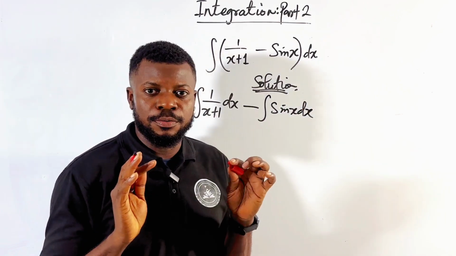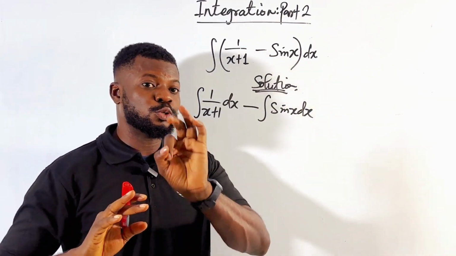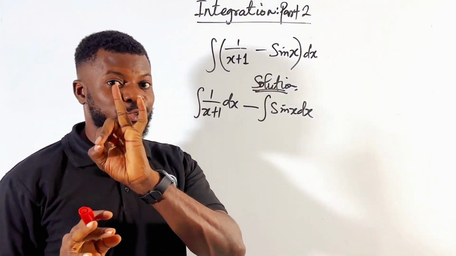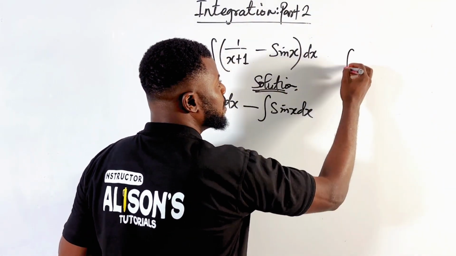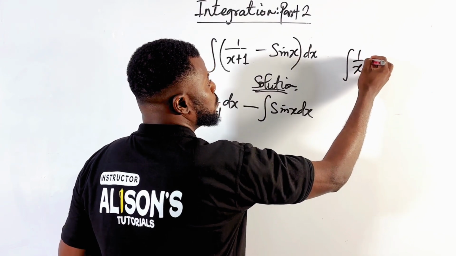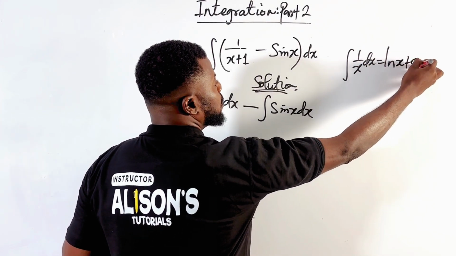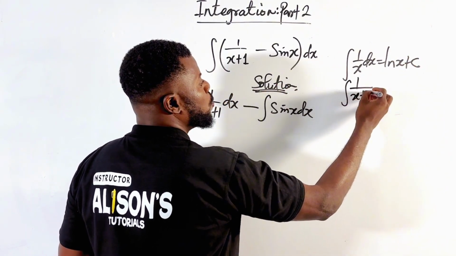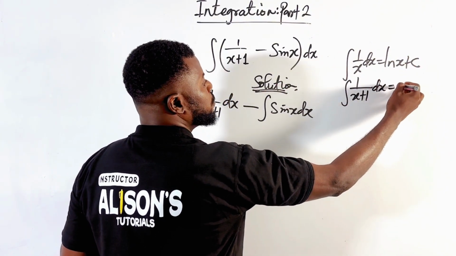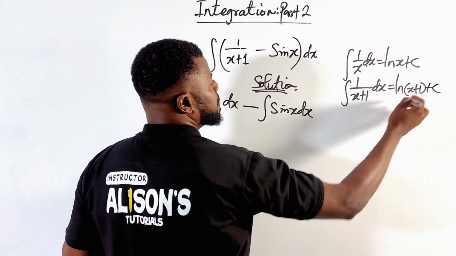Now I have broken them down. How do I integrate them one after the other? It's very simple. Just know two formulas. The first formula: the integral of 1 over x with respect to x gives you the natural logarithm of x plus c. In the same way, the integral of 1 over x plus 1 with respect to x will still give you the natural logarithm of x plus 1 plus c.